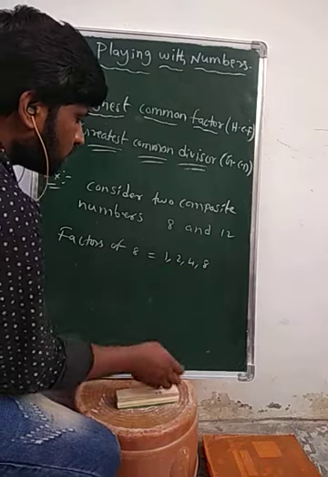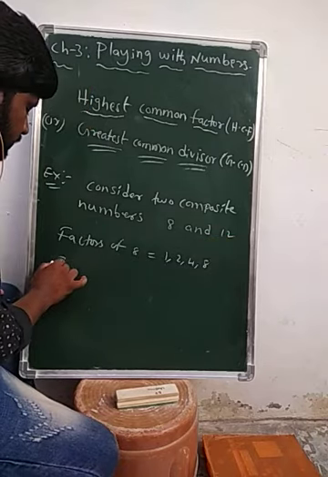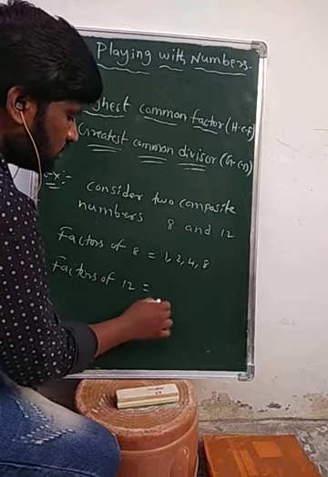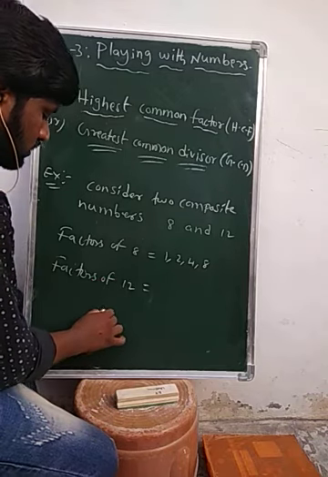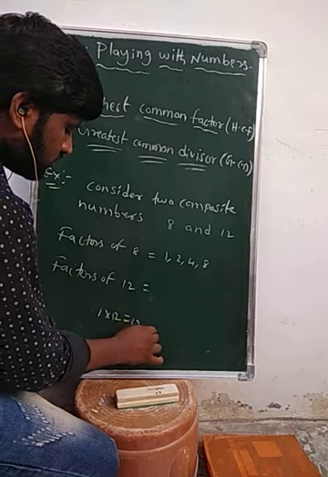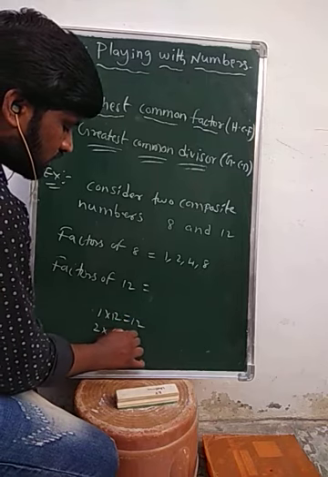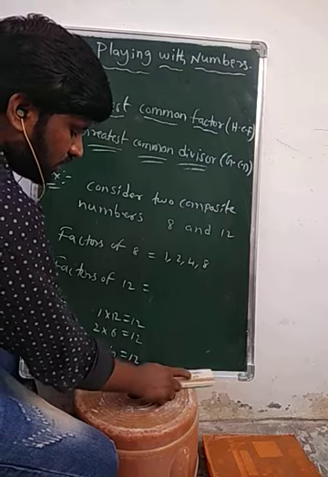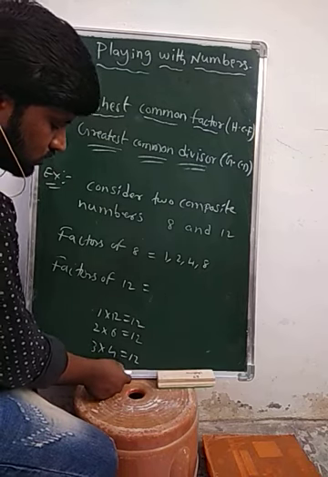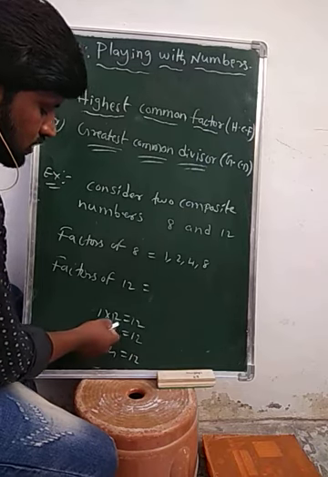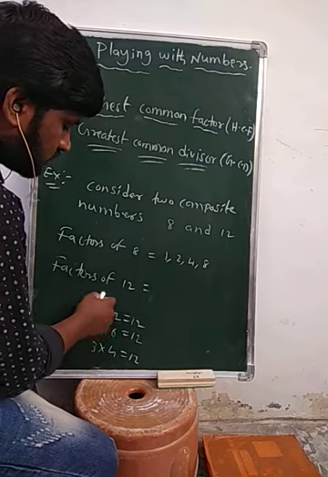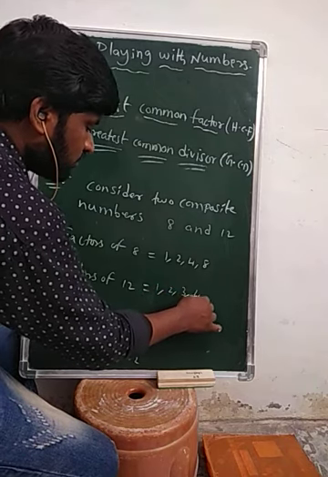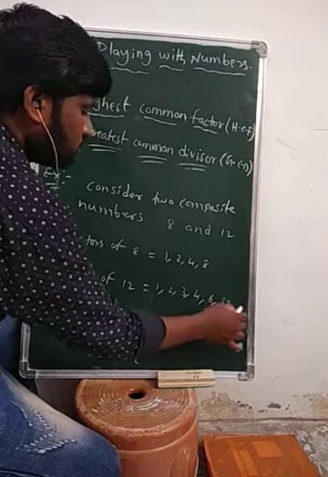In the same manner, what are the factors of 12? Factors of 12: 1 12s are 12, 2 6s are 12, 3 4s are 12, and in reverse, 4 3s are 12, 6 2s are 12, 12 1s are 12. So the factors of 12 are 1, 2, 3, 4, 6, 12.